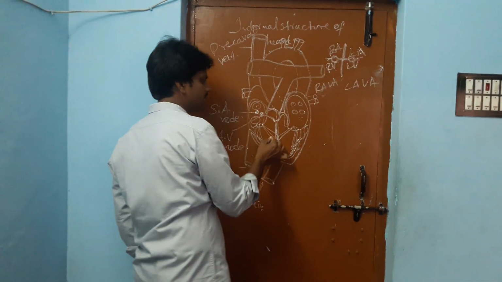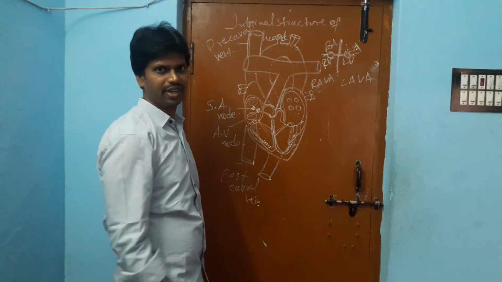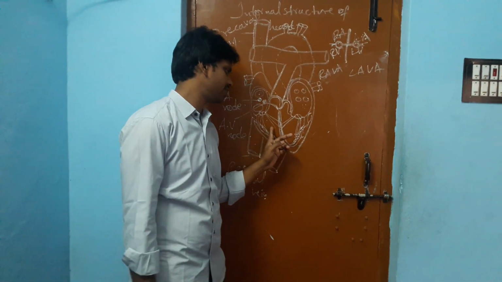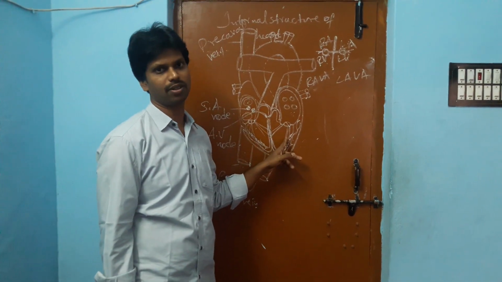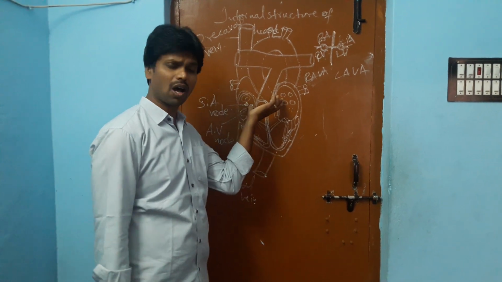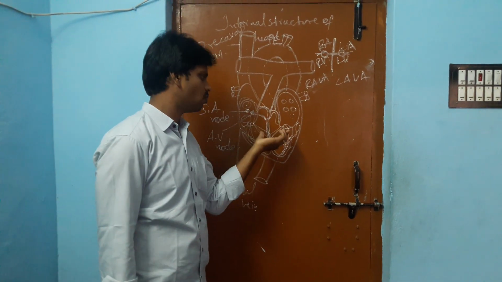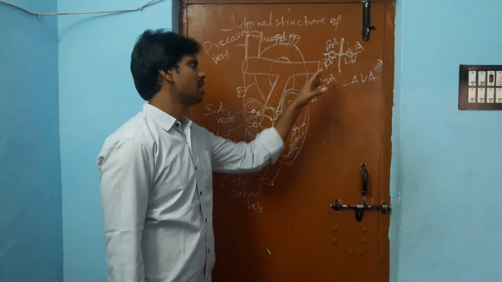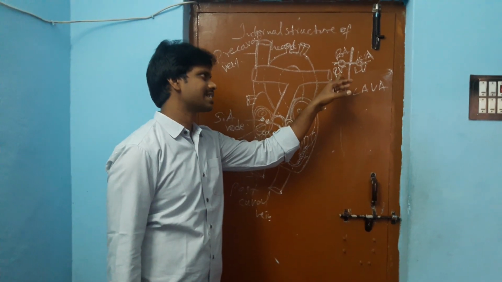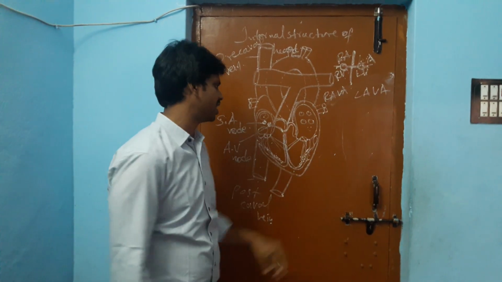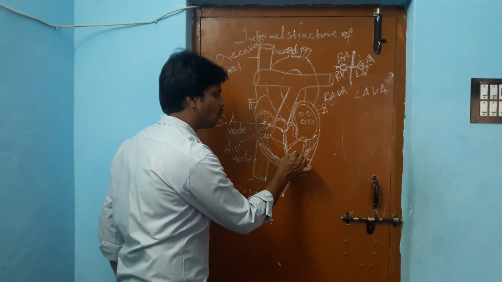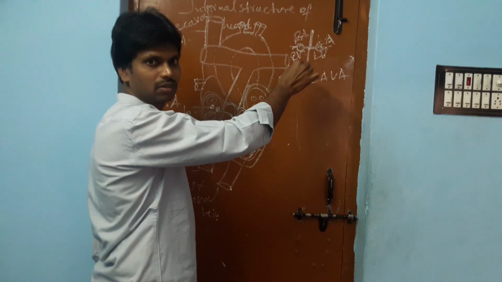The right ventricle is smaller than the left ventricle, and the wall of the right ventricle is thinner when compared to the left ventricle. Walls of the auricles are thin, walls of the ventricles are thick, but the right ventricle is slightly thinner than the left ventricle. The left ventricle wall is very thick.